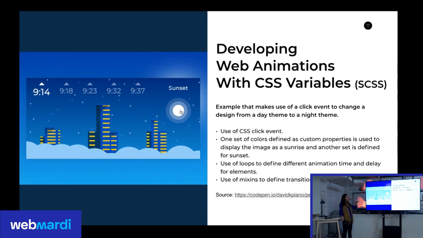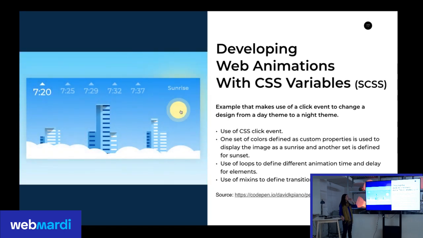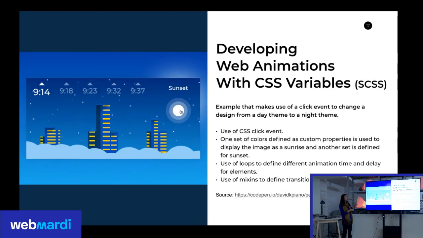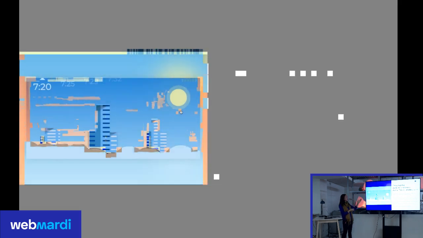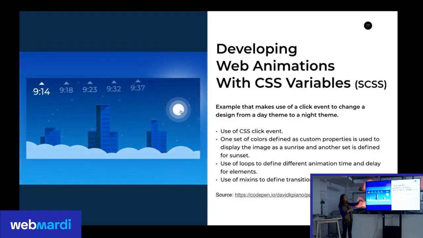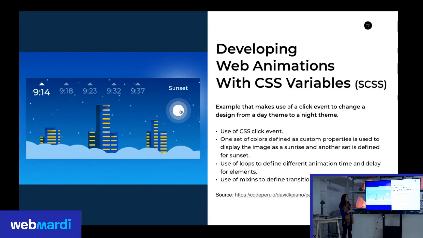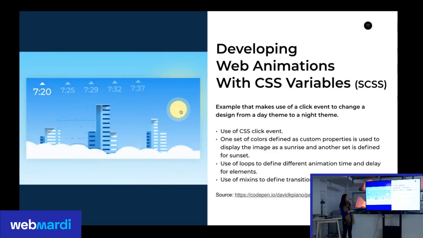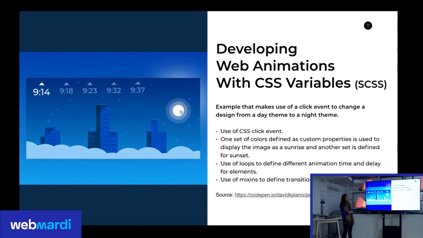The code is quite complex, but what we can get out of it is that there's a CSS click event. So it's a sort of hack. Instead of using a JavaScript event, you have a CSS event. Like when you click on the sun, it goes from sunset to sunrise. And again, here you use custom properties to define the colors of the different elements of the images.